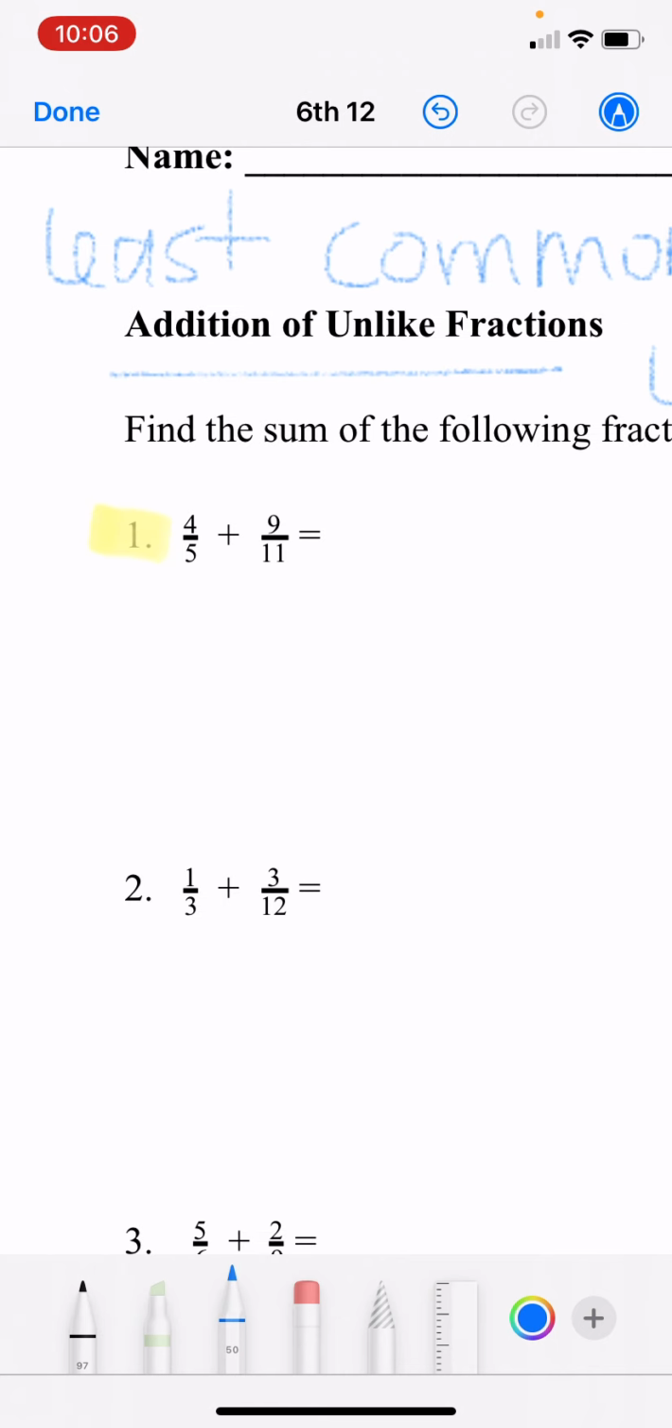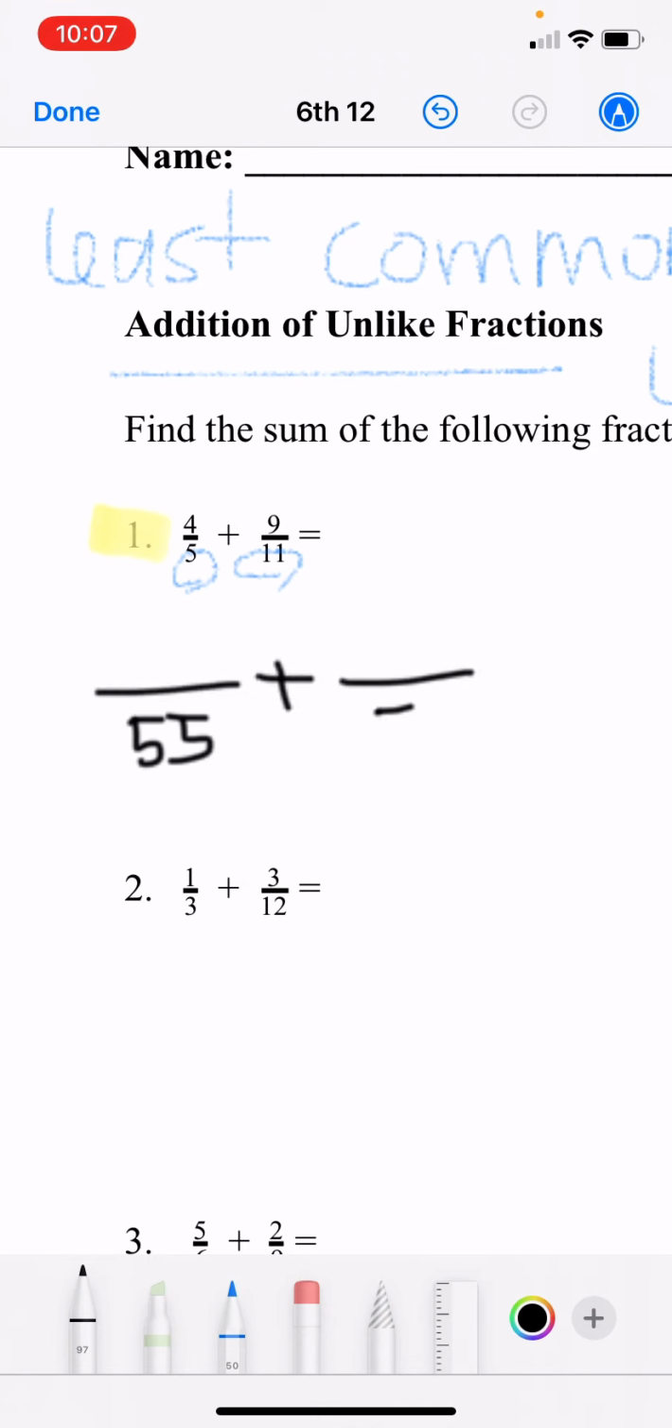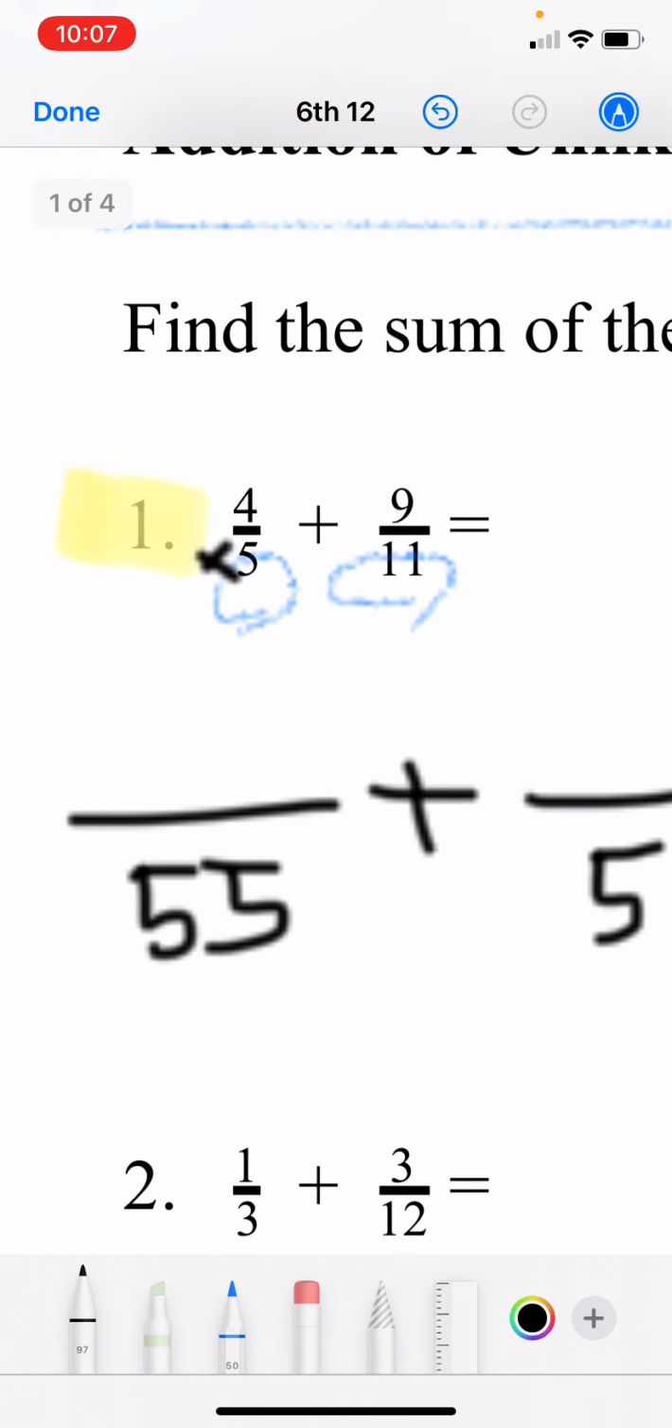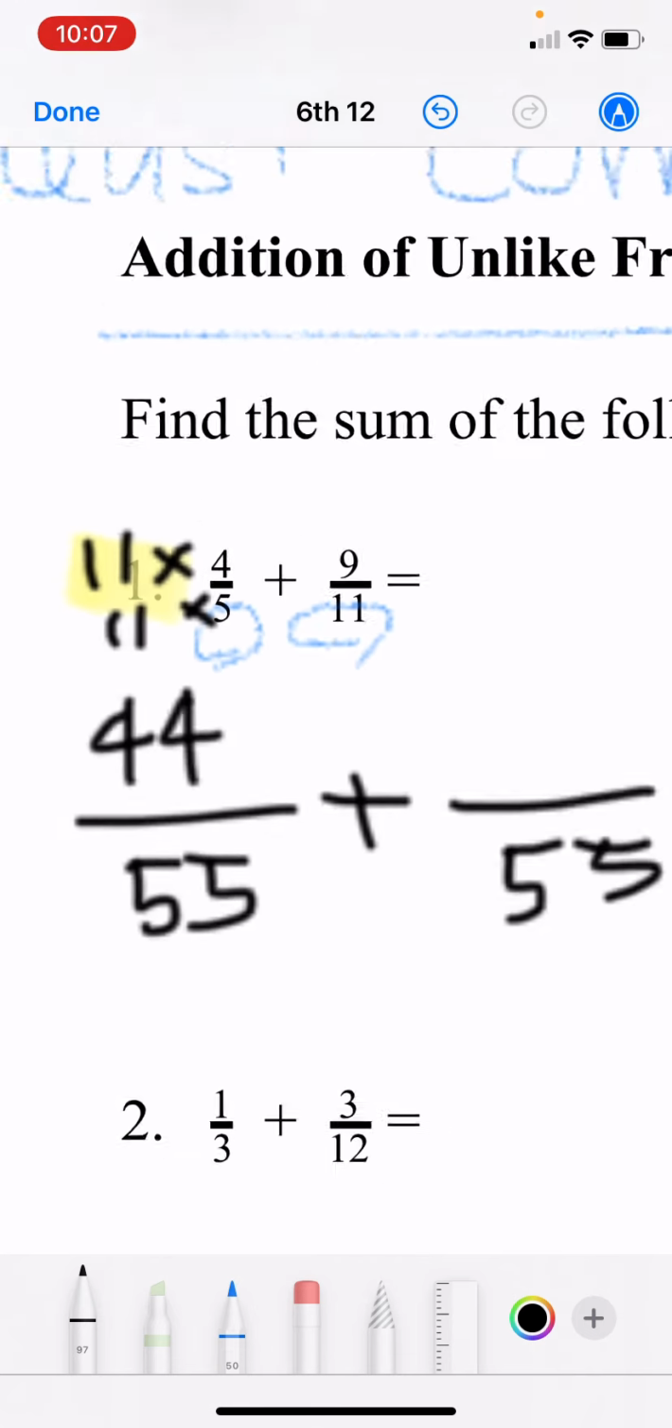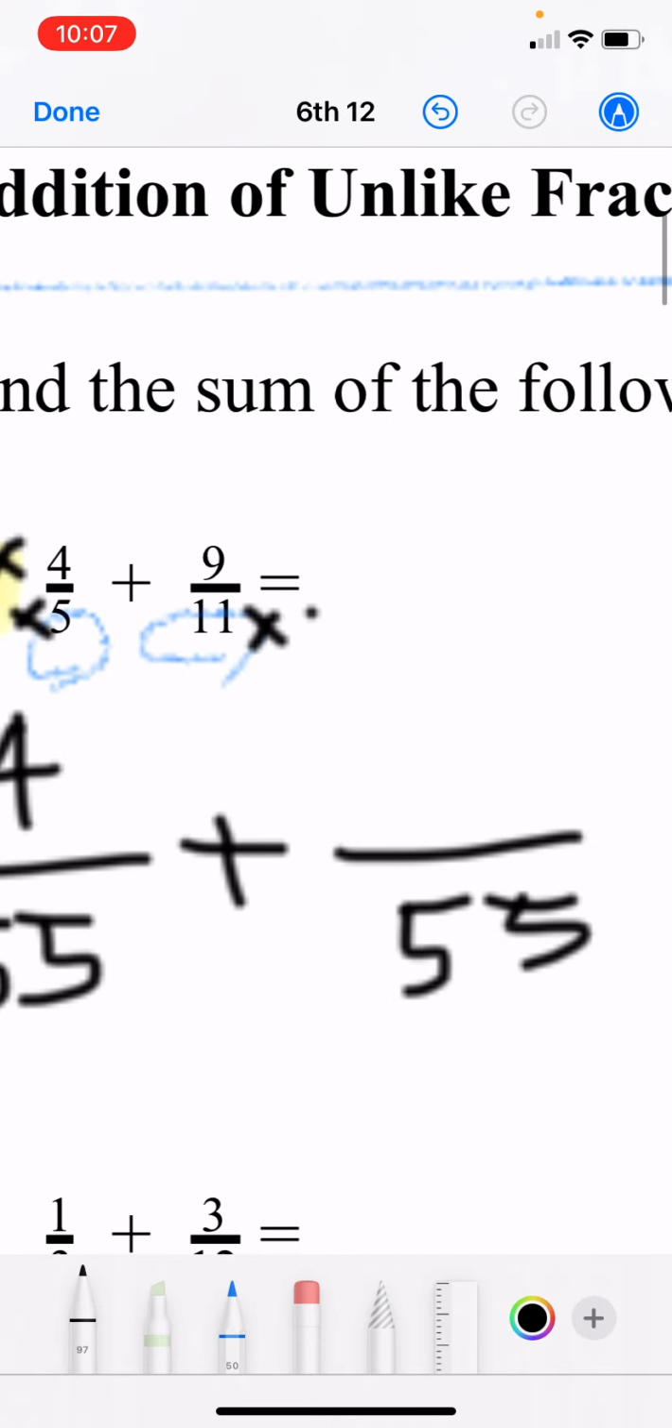As expected, we have two different denominators. And so what do we have to do? We are going to have to first find the LCD. And in this case, that's going to be 55. Since we multiply 5 by 11, we're going to do the same thing on the top. So we get 44. And then for 11, we multiply by 5, so we do the same thing on the top. So 9 times 5 equals 45.